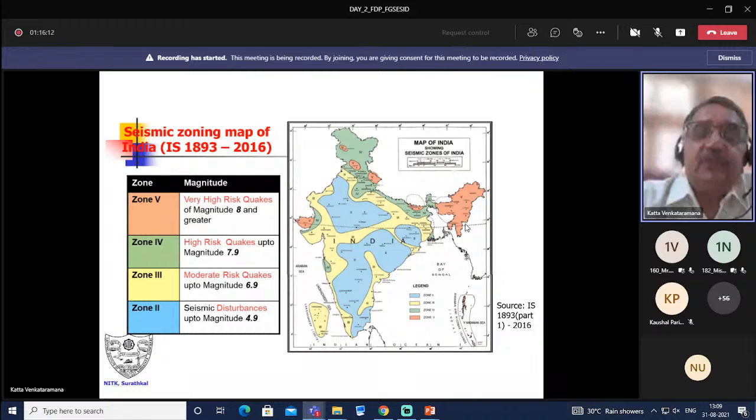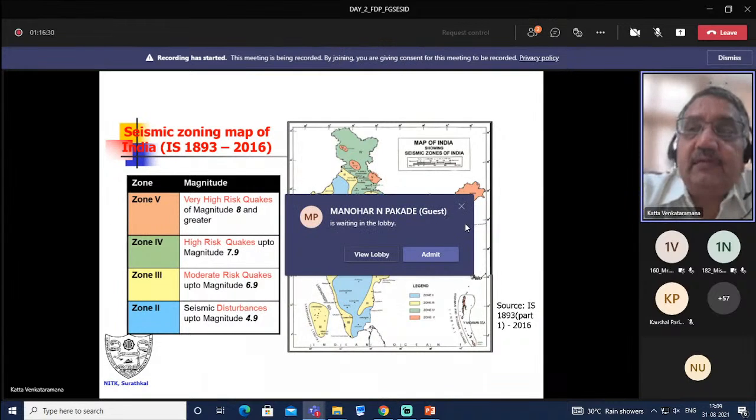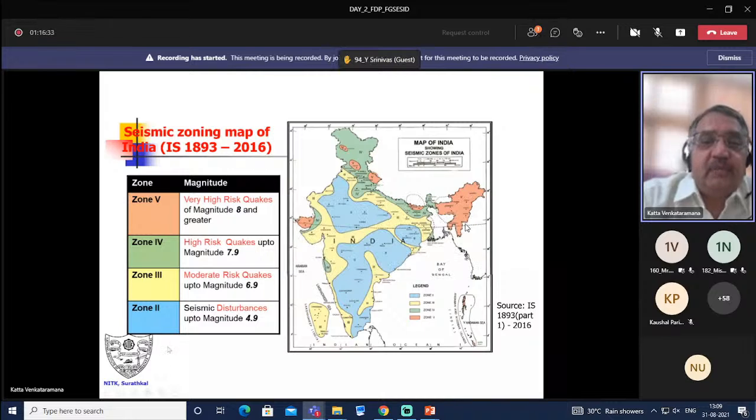If you look at the seismic zoning map of India, as per IS 1893-2016, our country is divided into 4 seismic zones, seismic zone 2 to 5. Earlier there were 5, but zone 1 was merged with zone 2 after the revision in 2002 after the Bhuj earthquake. So zone 5 indicates a very high risk zone here: Kutch region, parts of Kashmir, and here, UP, Bihar, and the entire northeast. We can expect magnitude of 8 and greater.